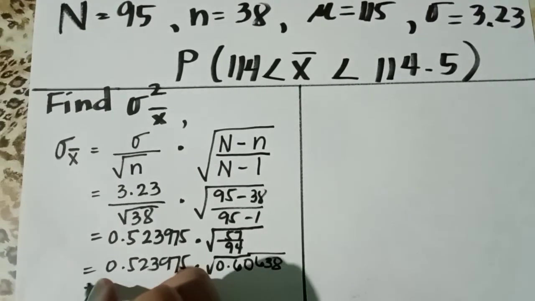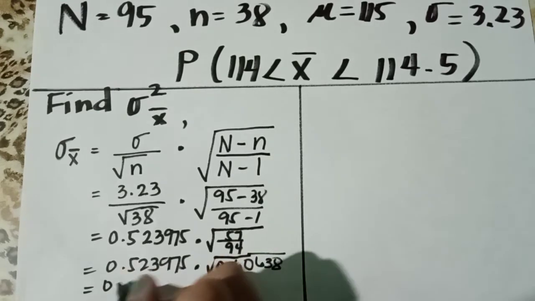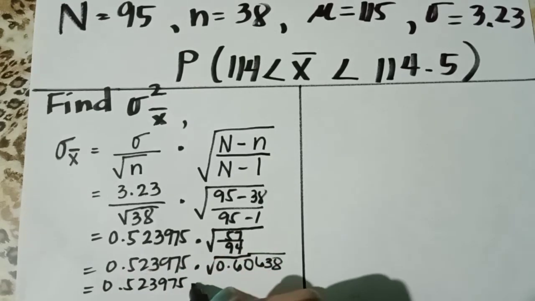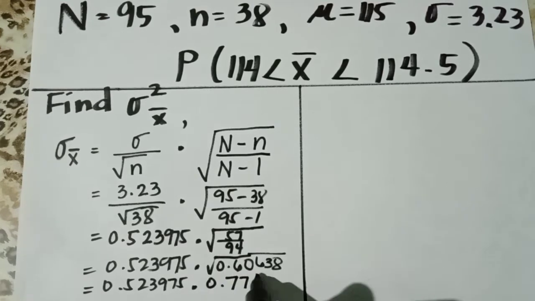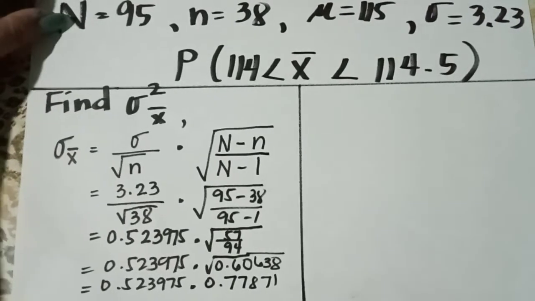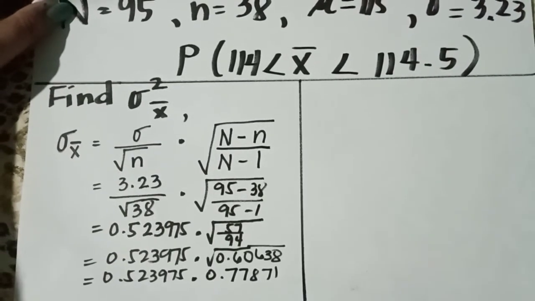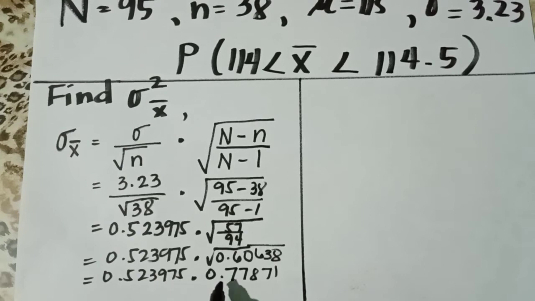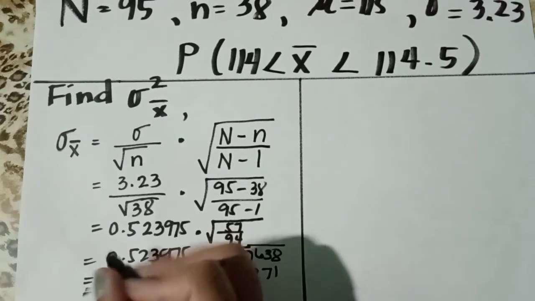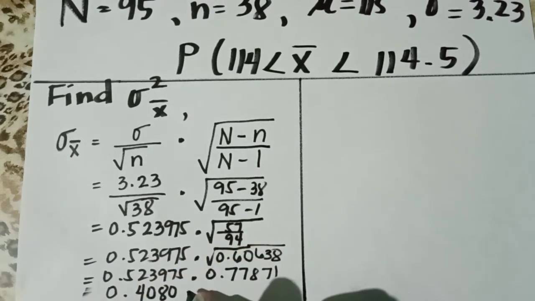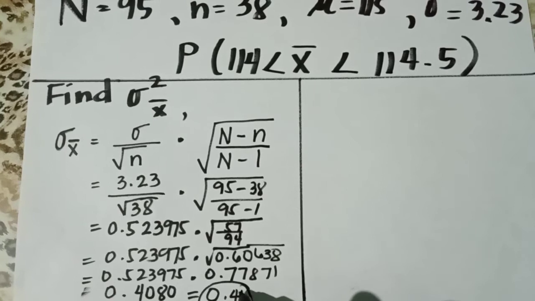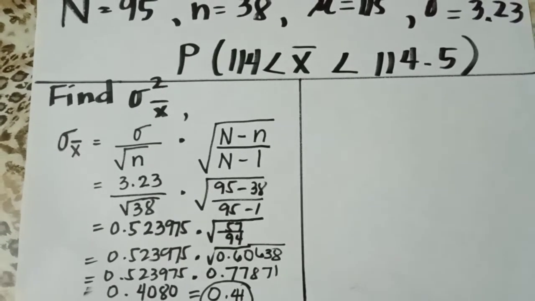And then the next thing that we are going to do is solve for this. So we have now 0.523975 to be multiplied by the square root of this, which is 0.77871. After that, we are going to multiply the two numbers, 0.523975 times 0.77871. So we have 0.4080, or of course, our equivalent as 0.41. Okay, so this will be our standard deviation of the sampling distribution.